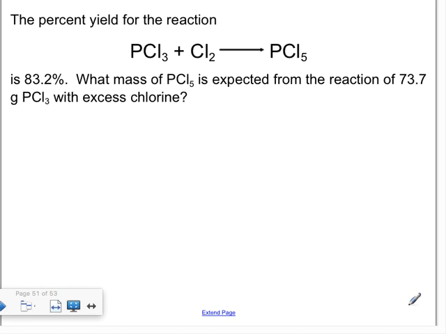Okay, let's look at another problem here. The percent yield for this reaction is 83.2%. What mass of PCl5 is expected from the reaction of 73.7 grams PCl3 with excess chlorine? So here, I'll just write the equation. Remember, percent yield equals actual divided by theoretical times 100, right? So here they give us the percent.